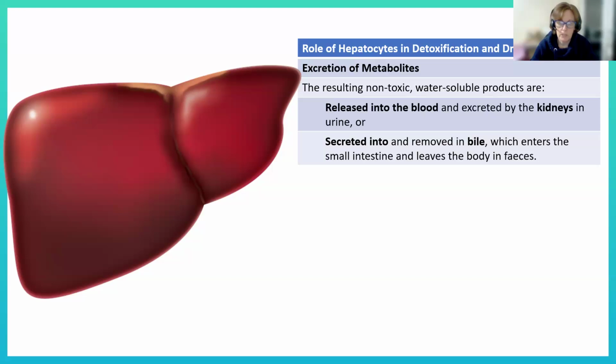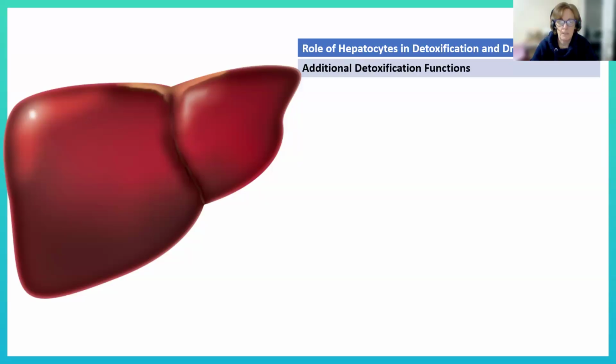Some stuff is secreted into and removed in the bile. This will then get excreted into the small intestine. Remember, the bile is produced in the liver also. It's stored in the gallbladder and secreted via the bile duct into the small intestine. So everything that moves through the small intestine is secreted in the feces. So stuff from the liver can either go back into the blood or into the feces for removal.